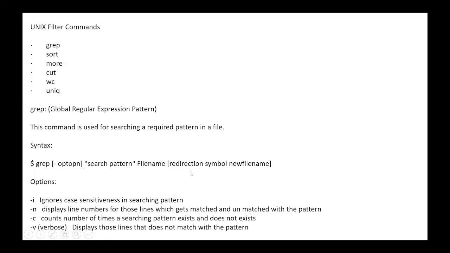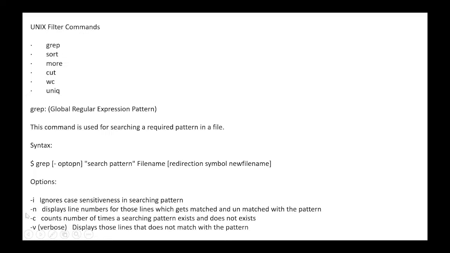We can use these options with the grep command. Hyphen i ignores case sensitiveness in the searching pattern. Hyphen n displays the line numbers for those lines which get matched and unmatched with the pattern.